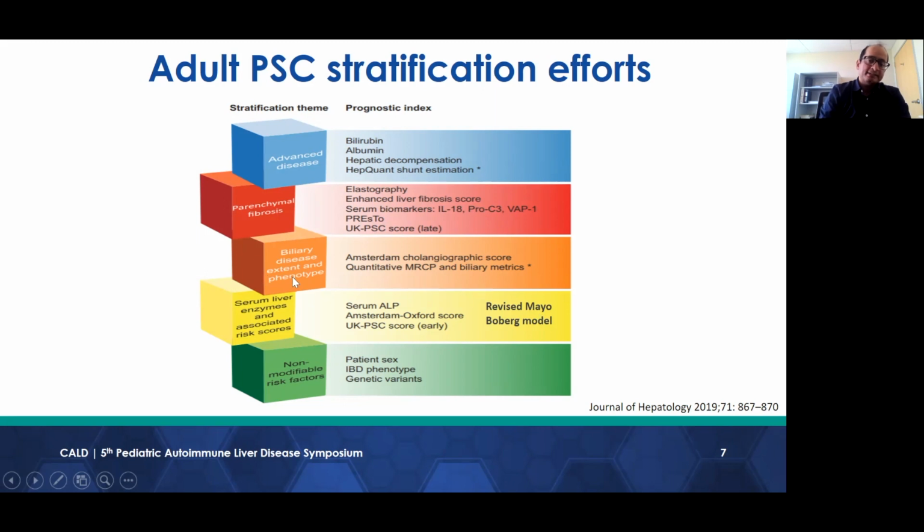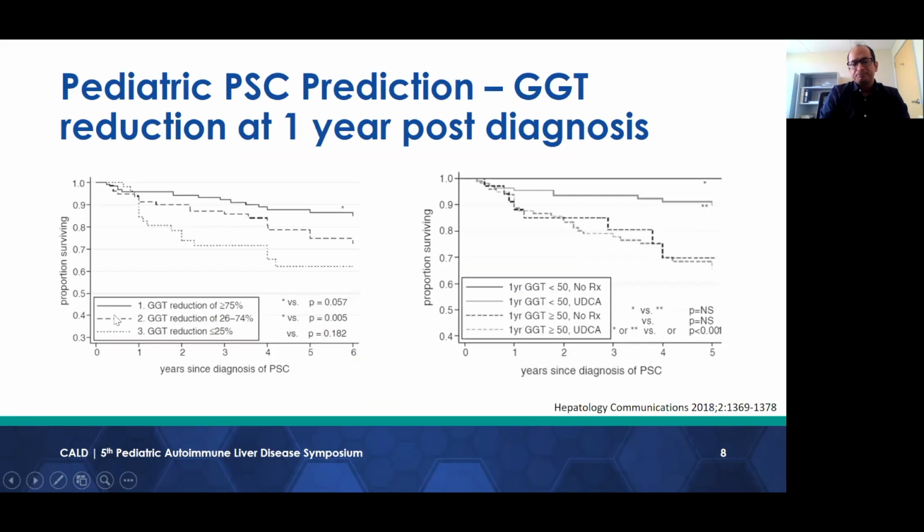The extent of biliary disease on ERCP or MRCP can be used for predictive stratification as well. The extent of parenchymal fibrosis can be used. Some notable examples are elastography. Enhanced liver fibrosis score has been used, the PRESTO index, which was developed more recently, and UK PSC score to predict late outcomes. And then finally, markers of advanced disease such as bilirubin, albumin, and MELD score in adults.